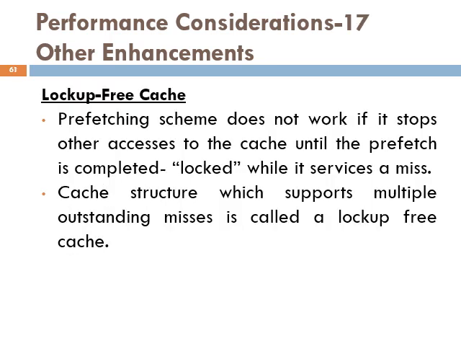Lockup-free cache. A prefetching scheme does not work if it stops other access to the cache until the prefetch is completed. A cache of this type is said to be locked while it serves a miss. A cache structure which supports multiple outstanding misses is called a lockup-free cache. Since only one miss can be served at a time, a lockup-free cache must include circuits that keep track of all the outstanding misses. Special registers may hold the necessary information about these misses.